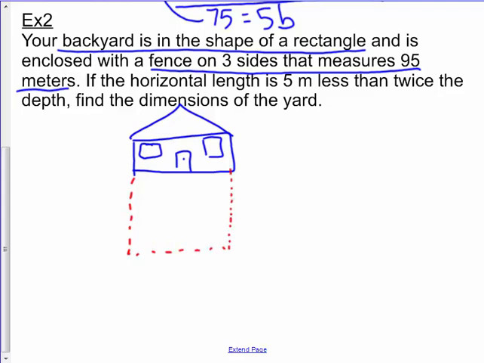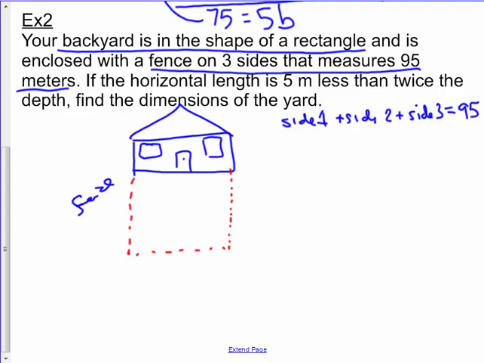Notice it says that the horizontal length is 5 less than twice the depth. So I have the horizontal length going left to right. The depth, okay, is going back. I don't know what the depth is, so we'll talk about that in a second. But what do I know? The three sides measure 95 meters. So side 1 plus side 2 plus side 3 is 95 meters.